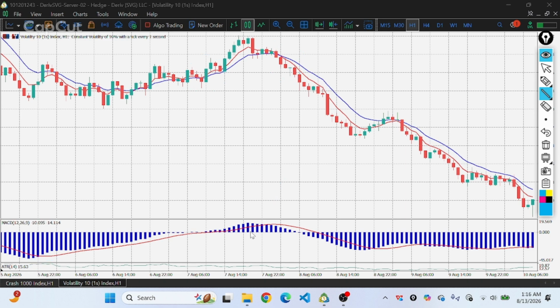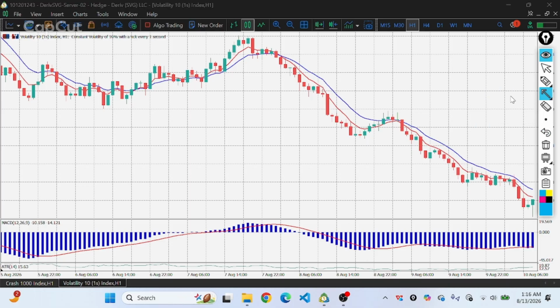On the MACD, we have these blue bars and then we have this red line. Then we have a zero line right over here. When the blue bars are above the zero line, that is a bullish signal. When the bars are below this blue line I have drawn, the zero line, that is going to become our sell signal. There is what we call momentum.